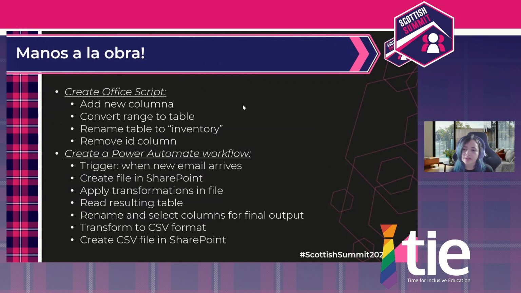So for this automated solution, we are going to create an Office script where we are going to be adding a new column. We are going to be converting the range that we are receiving into a table. We are going to rename this table into inventory, and we are going to remove the ID column. And finally, we are going to create a Power Automate workflow that will take the email, send the file to be processed with an Office script, and then return it to convert it to a CSV and then save it into SharePoint.